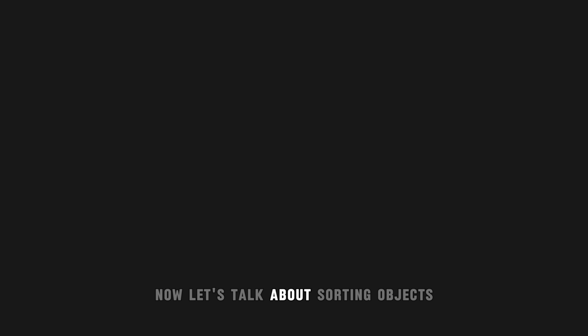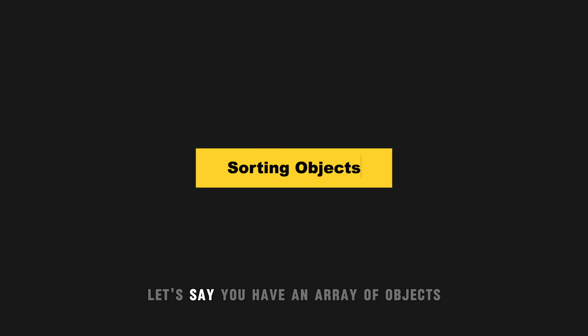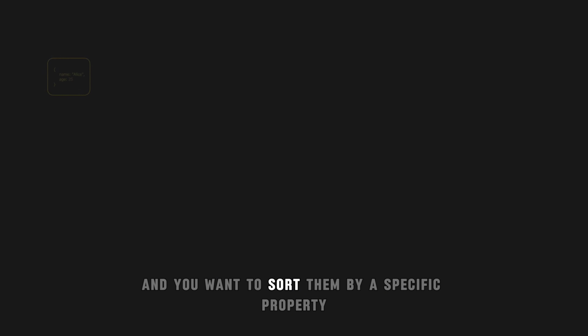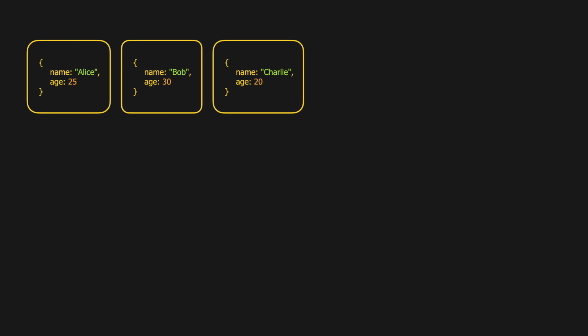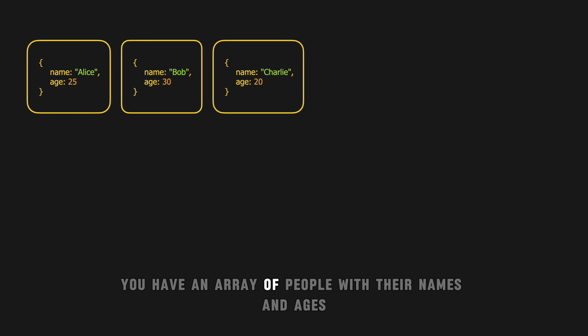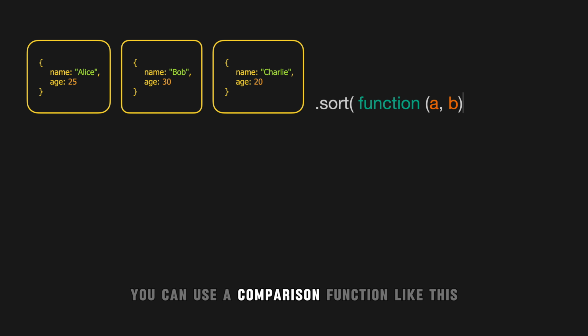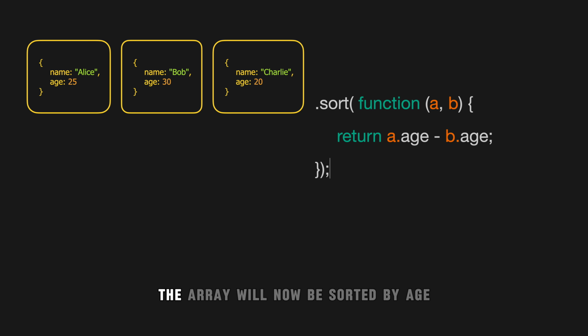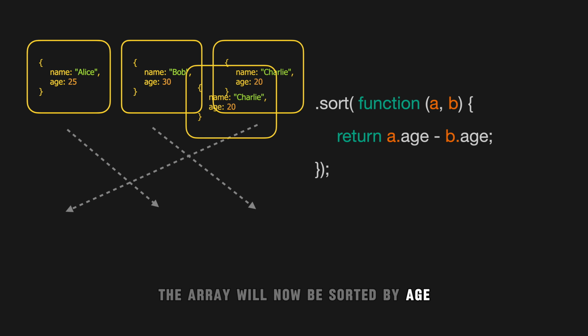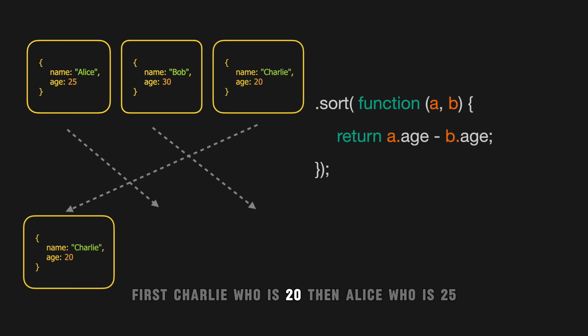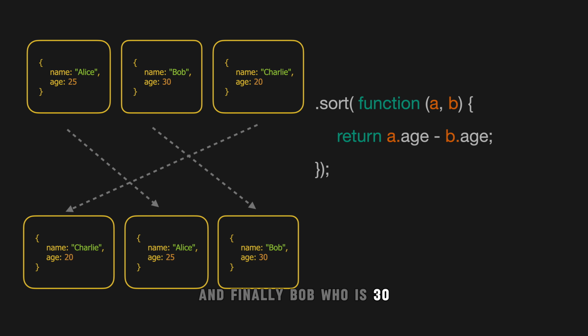Now, let's talk about sorting objects. Let's say you have an array of objects and you want to sort them by a specific property. For example, you have an array of people with their names and ages. Alice, who is 25, Bob, who is 30, and Charlie, who is 20. To sort them by age, you can use a comparison function like this. The array will now be sorted by age. First Charlie, who is 20, then Alice, who is 25, and finally Bob, who is 30.